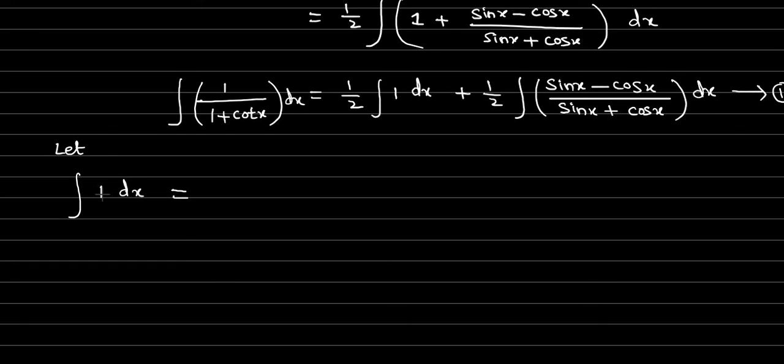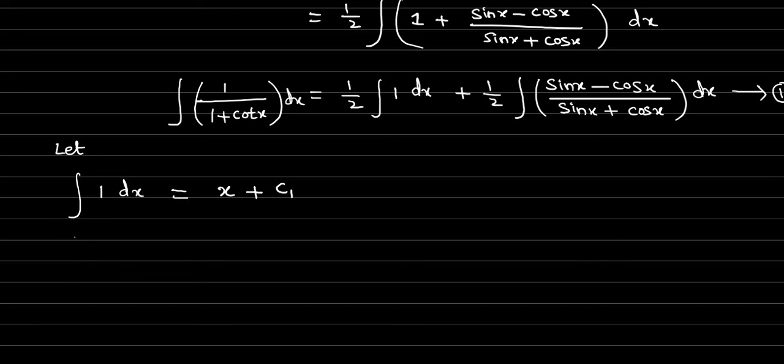When it is 1, we need to take it as x power 0. Then the x power n formula we need to apply. So what will we get? Integral 1 dx, we will get x. Since we have 2 terms, for this one I am going to consider C1. And now the next part integration.